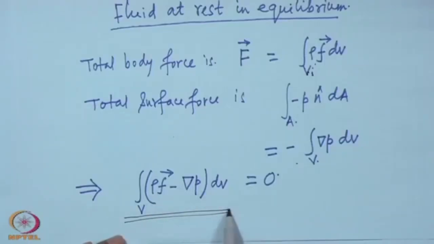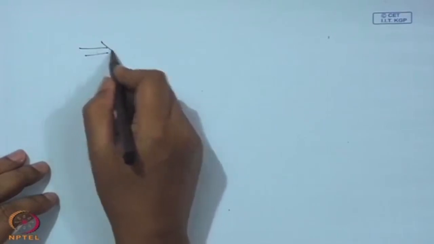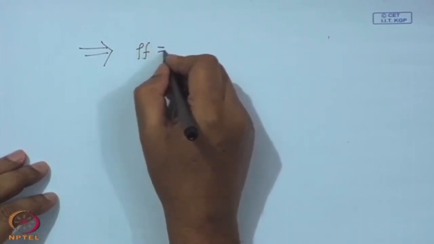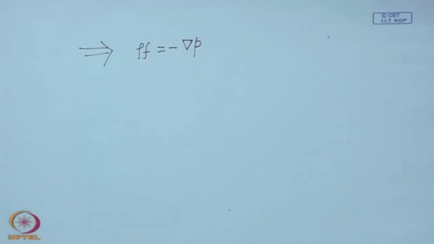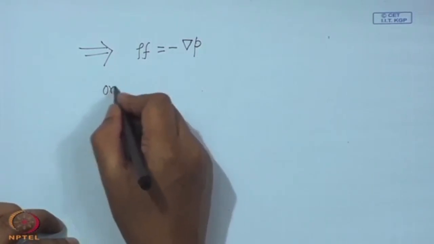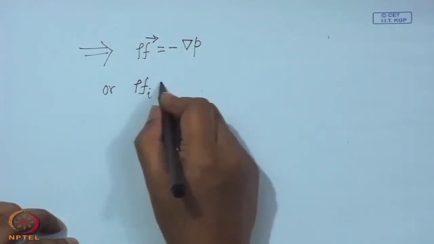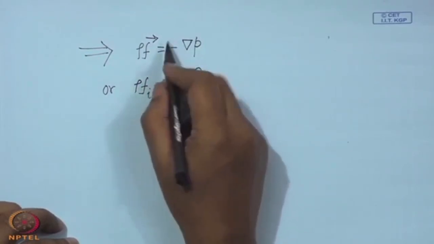And since this relation is general for any arbitrary volume, we can say that the integrand itself is 0. So, that is, or to give our notation, this f is a vector. So, we will write in vector notation rho f i, this is plus.